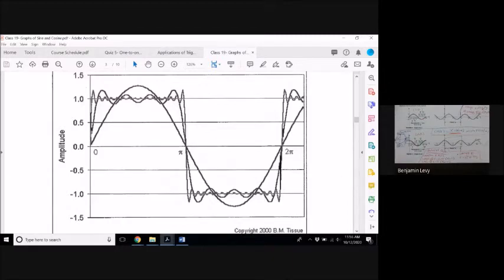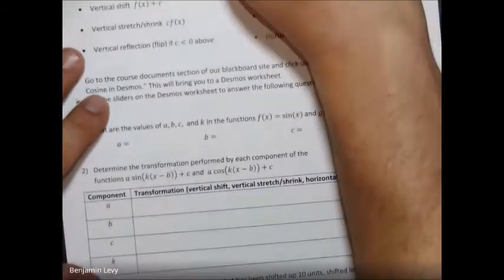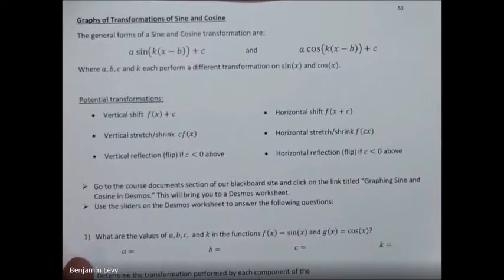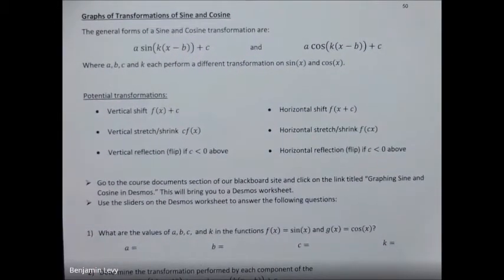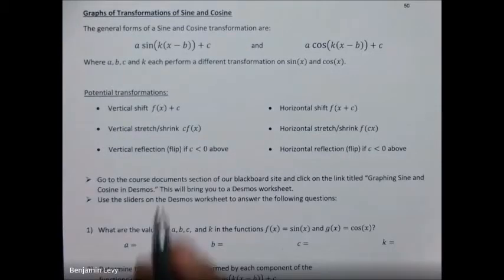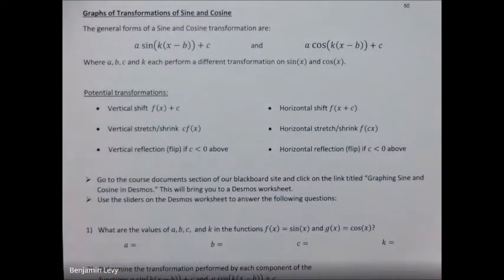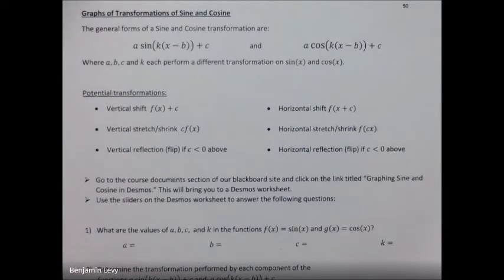I guess let me stop sharing my screen for 1 second to preview the activity on the next page. We're going to explore these sine and cosine shapes using transformations. We're thinking about sine and cosine, but we're going to look at them in a more general sense, using function transformations like we had previously.